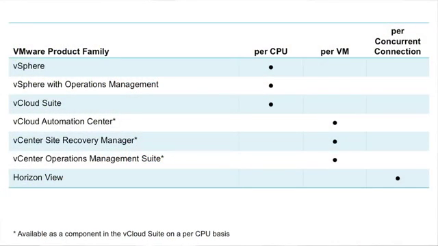This chart shows the list of most popular VMware products and product families, and the licensing models used to sell them. Products associated with the vSphere virtualization platform, such as vSphere, vSphere with Operations Management, or vCloud Suite, are licensed per CPU. Other products are licensed on a per OSI virtual machine basis shown here. VMware Horizon View is licensed per concurrent connection because it is akin to the licensing that is common for desktop software in larger organizations.